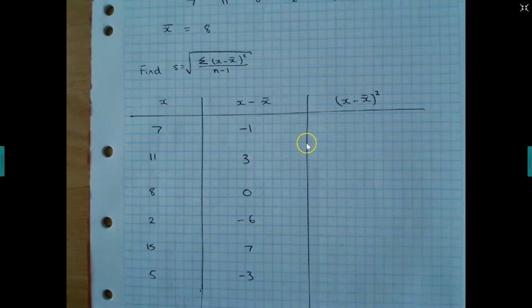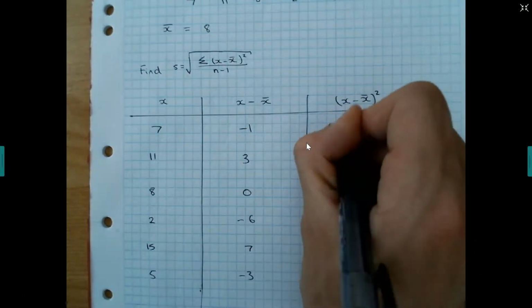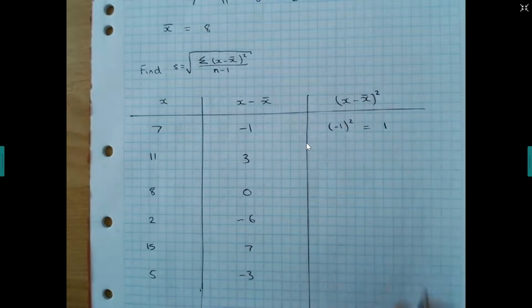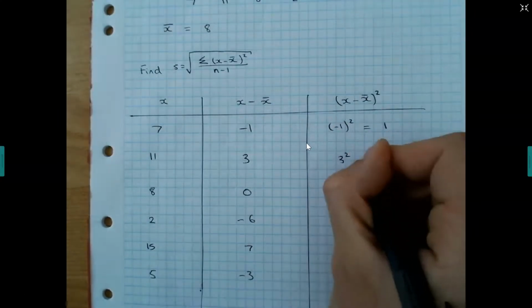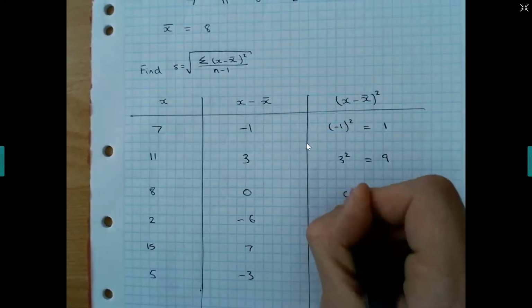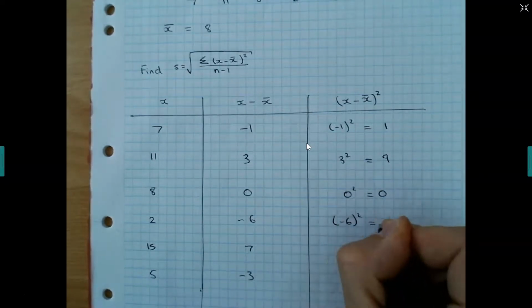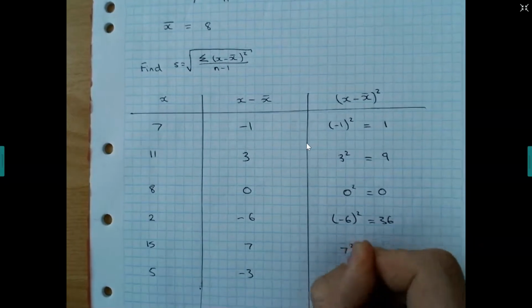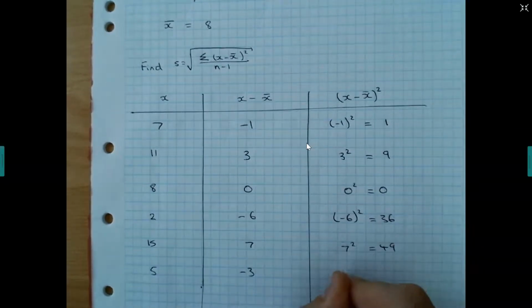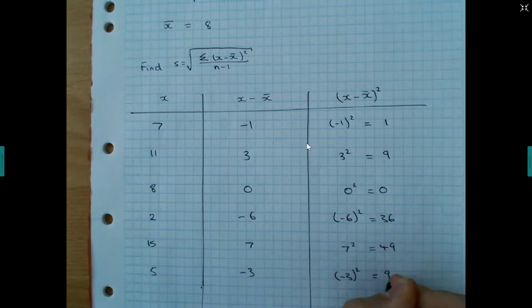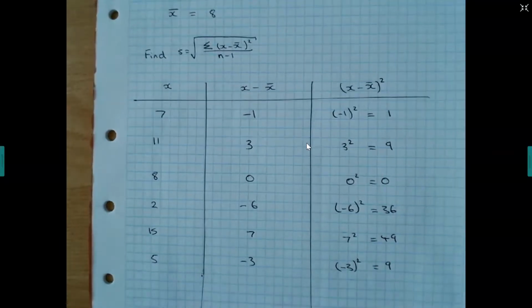these values. So negative 1 squared is equal to 1. 3 squared is equal to 9. 0 squared is equal to 0. Negative 6 squared is equal to 36. 7 squared is equal to 49. And negative 3 squared is equal to 9. So now you can see that I've found the square of each of those. So I've found these. Now what we have to do, this symbol here means the sum of.